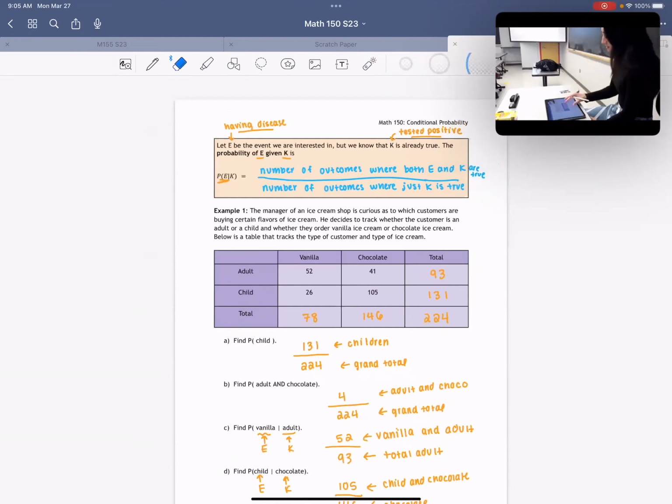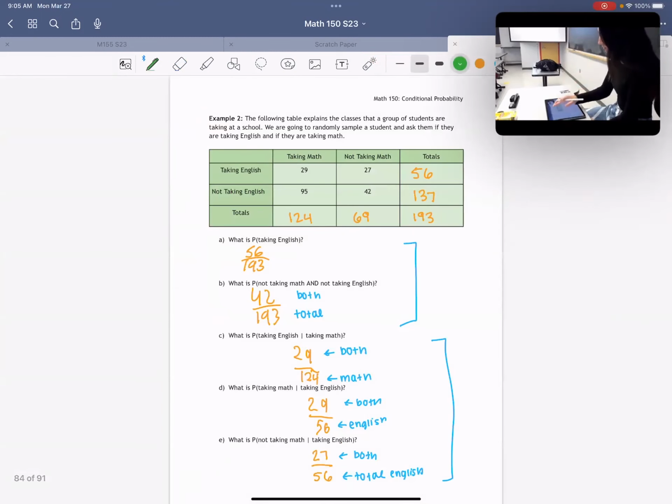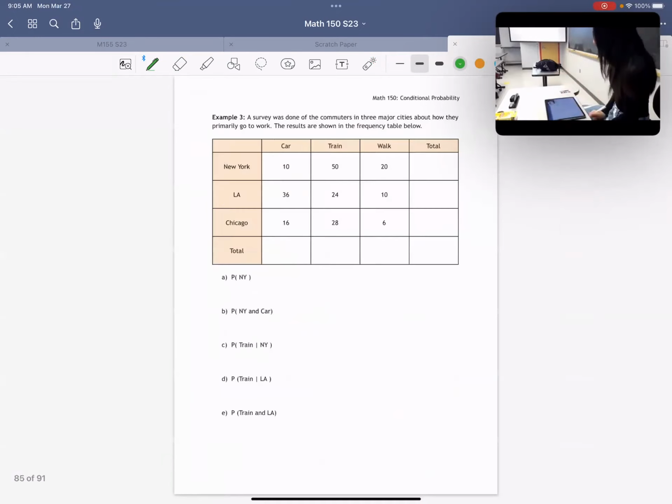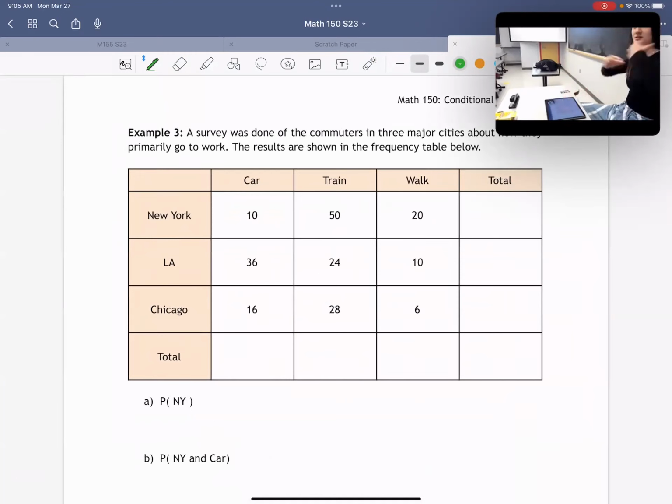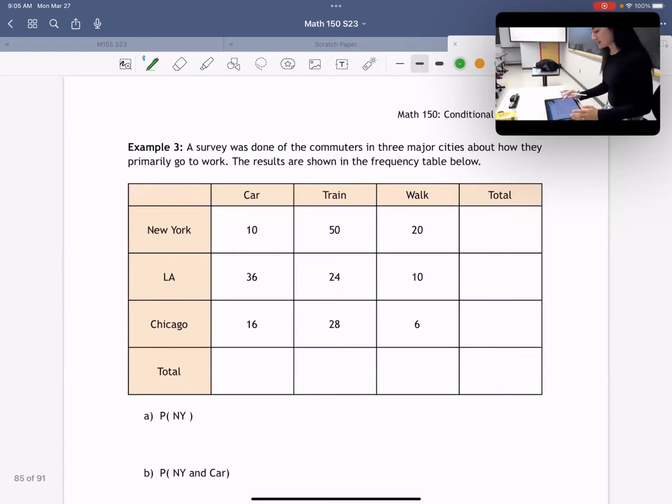We were able to figure out these questions pretty easily, but then I told you that these don't have to be two-way tables. They can be three or four-way tables. They can be more than just two in each category. So what we're going to do today is expand on this idea and move into examples where we don't have just two things in each category. It works pretty much the same, but we're just doing more things.